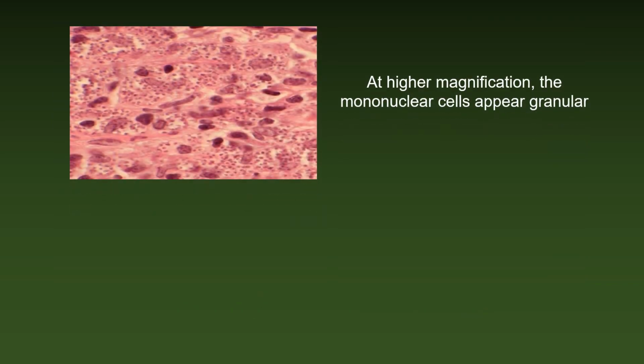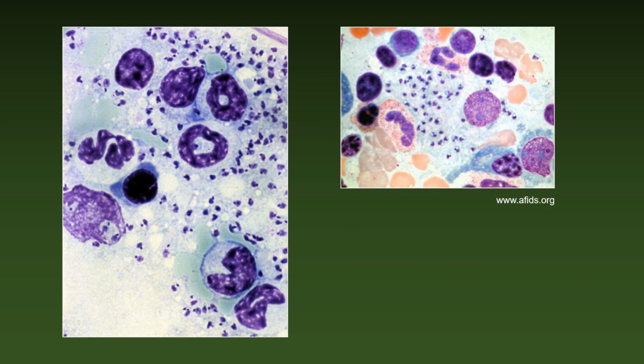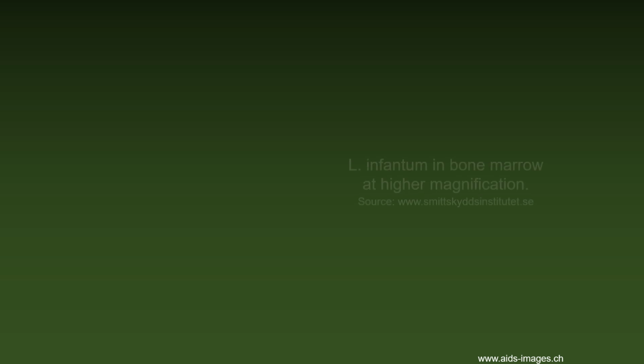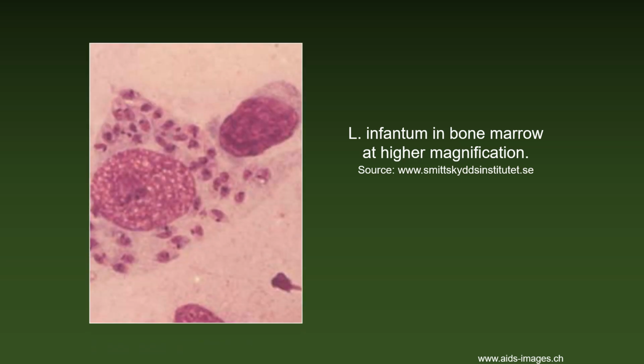At higher magnification, the mononuclear cells appear granular, and a touch preparation of a skin biopsy colored with the Giemsa stain reveals Leishmania in a monocyte. Leishmania may be dangerous, but they are also beautiful. Here from the bone marrow at higher magnification.